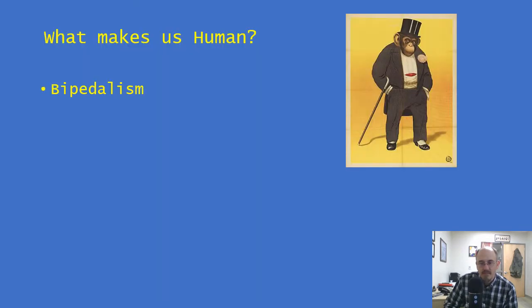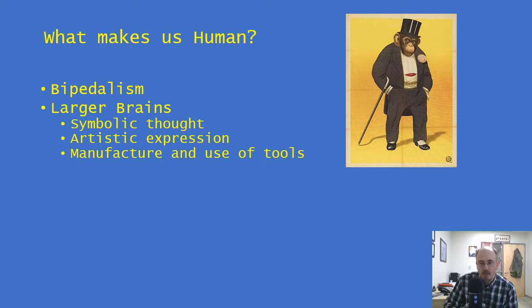But what makes us different from them? Well, we have one, bipedalism, which can be temporarily taken on by chimpanzees, but not for long periods of time. We have larger brains for body size, and of course some of this is we don't think they can do these things. Maybe they can in some sense, but symbolic thought, like we can think in symbols, like letters or drawings, things like that. Artistic expression, something we don't see really done much in the animal world.